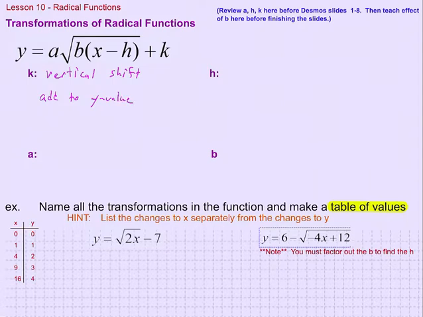And the a, that coefficient in front, is what we call the vertical stretch. It's what we multiply the y value by.